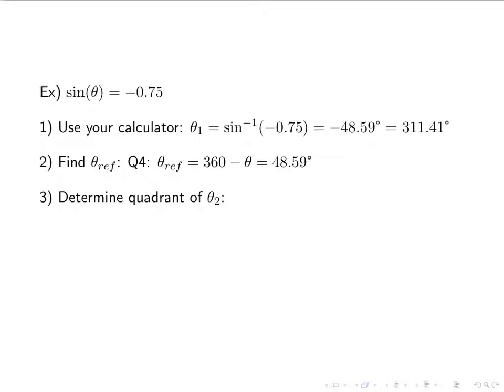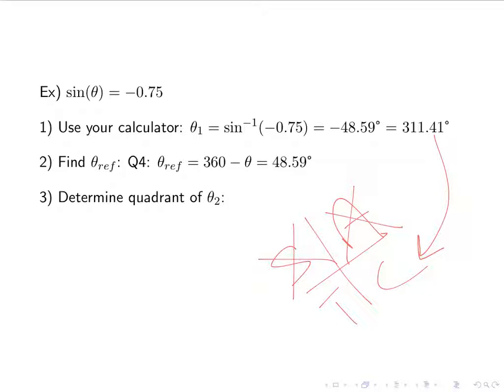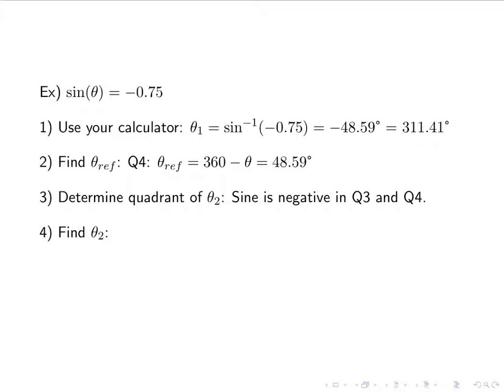Now we need to determine what other quadrant our theta is going to be in. So sine is negative. So again, it can't be quadrant 1 because everything's positive. Quadrant 2 has sine being positive. The angle we already found is quadrant 4, so the only quadrant that's left is quadrant 3. Quadrant 3 equation tells us that theta is 180 plus theta reference. So I'll plug in my reference angle, and I get 228.59 degrees.